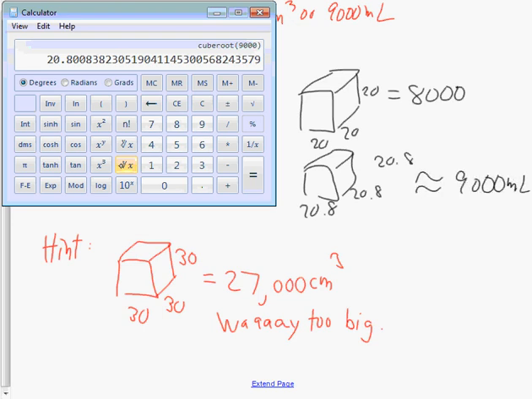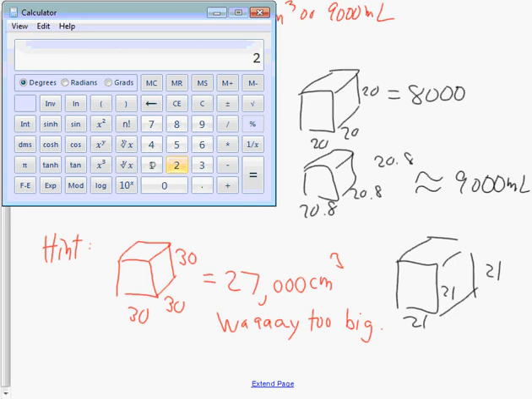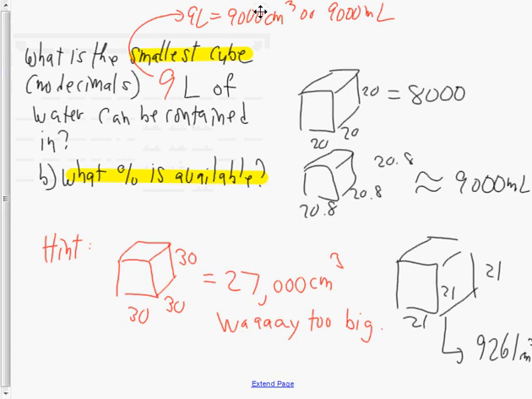But we said you can't have a decimal. So what's the smallest cube you can have? 21. Your distance has to be 21 by 21 by 21. And if we had that as our cube, 21 times 21, the area of the base would be that, multiplied by 21. The volume that this cube could hold would be 9,261 centimeters cubed, or 9,261 milliliters. Okay? Is everyone with me so far?